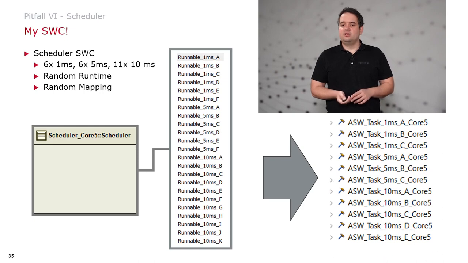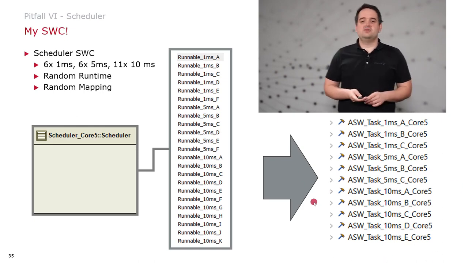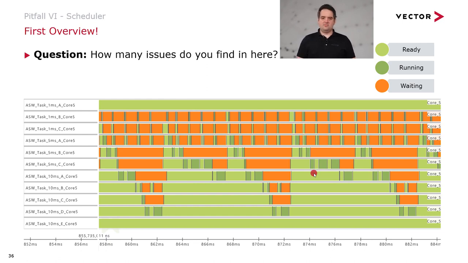So let's see what comes out after I did my first measurement of this project. It looked like this. You may immediately notice some issues. So the question from my side is, how many issues do you find in here? As help for navigation, I provided this color map for you. Orange means this task is in waiting state, dark green means this task is currently running, and the light green area means the task is in the ready state, so it would like to run, but it has to wait till higher priority tasks are finished.